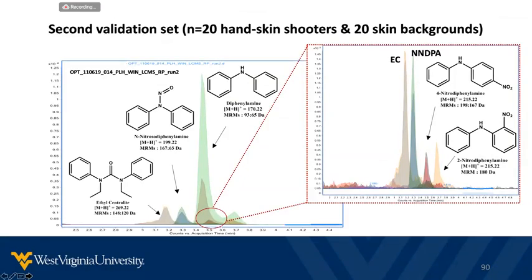This is an example from another set that we ran for 20 authentic samples from shooters. Here is an example of one of them. We were able to see every compound except the methyl centralite, which we suspect is not in the Winchester ammunition that we use for this particular set. But you can see the ethyl centralite, the phenylamine family, and the other compounds.